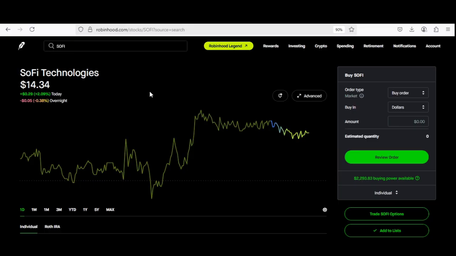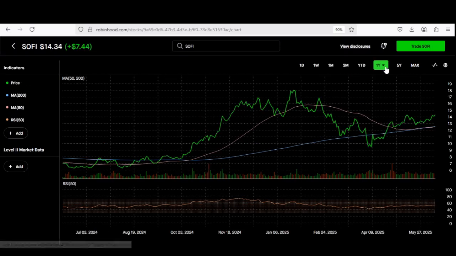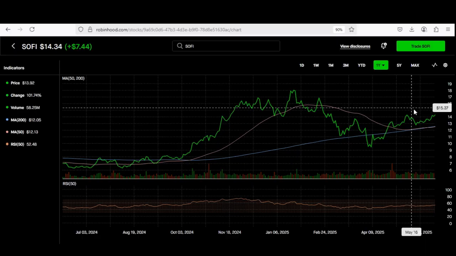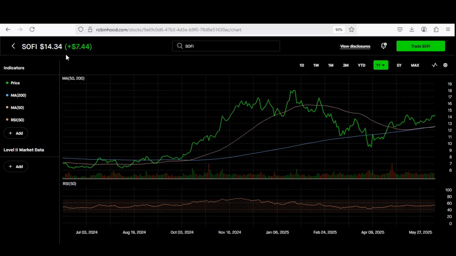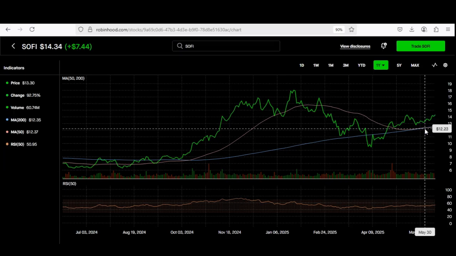So the first stock on the list is none other than SoFi Technologies, ticker SOFI. We're going to be jumping into the Robinhood Advanced feature right here. Now we're going to go to the 1 year mark. SoFi is currently trading at $14.34, which is above this blue line right here.